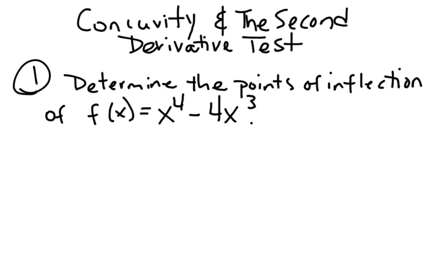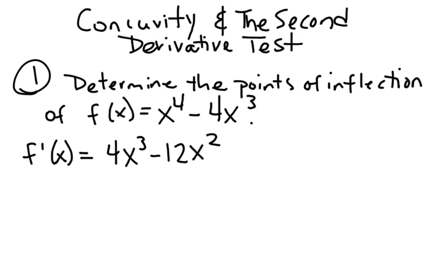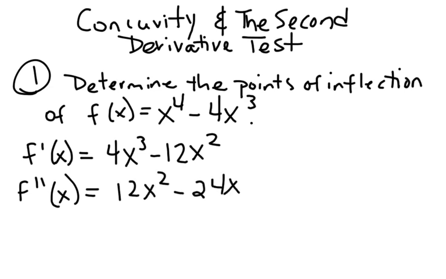In order to find these, first step is find the first derivative. We need to find the first derivative before we can find the second. So that's going to be 4x cubed minus 12x squared. And now the second derivative is going to be equal to 12x squared minus 24x.